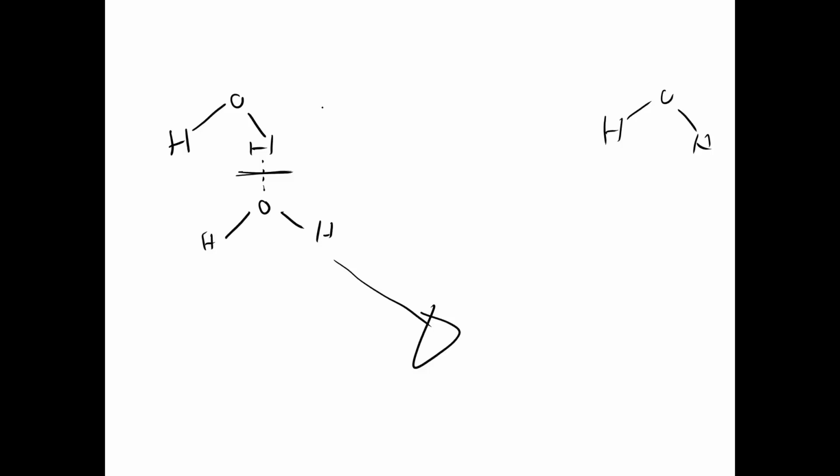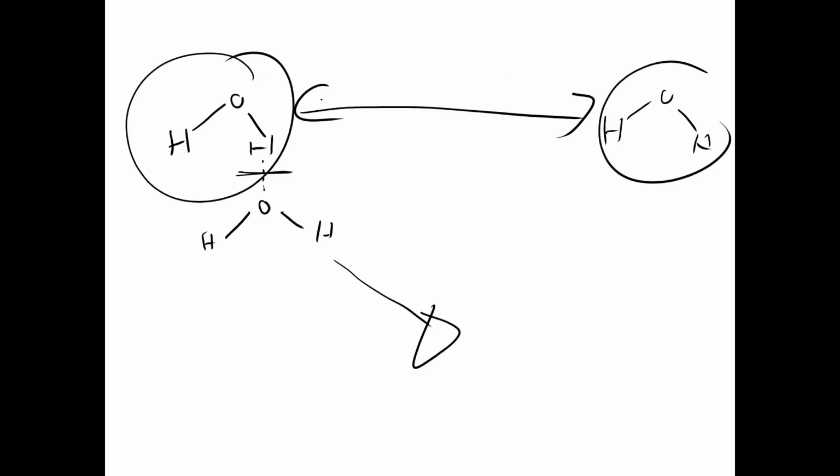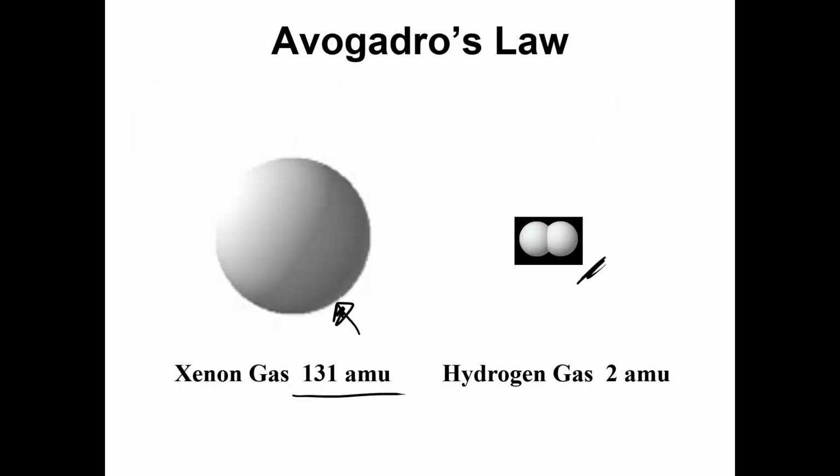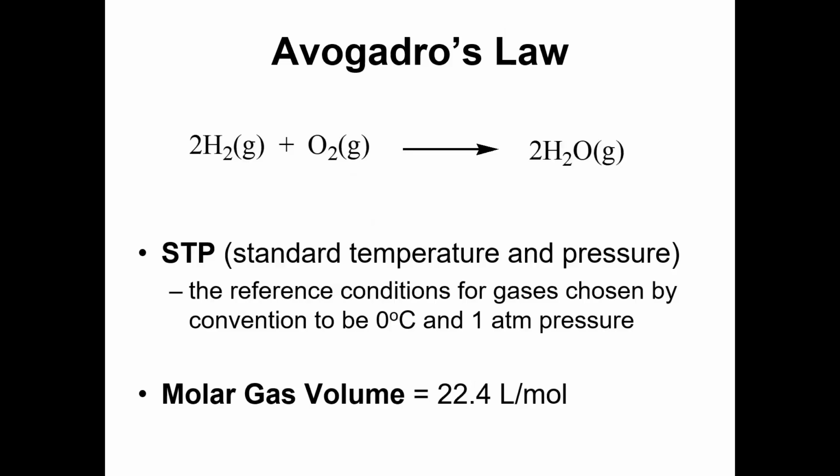So the distance between them is so large that their size is negligible, right? It doesn't matter what the size is. This can be this big if the distance between them is really large, or they could be this big. And if there's the same distance between them, then something that is super small and something that is super large is going to occupy the same volume. And that's why we have Avogadro's law. So xenon gas and hydrogen gas, if they are at the same temperature and pressure, occupy the same volume.